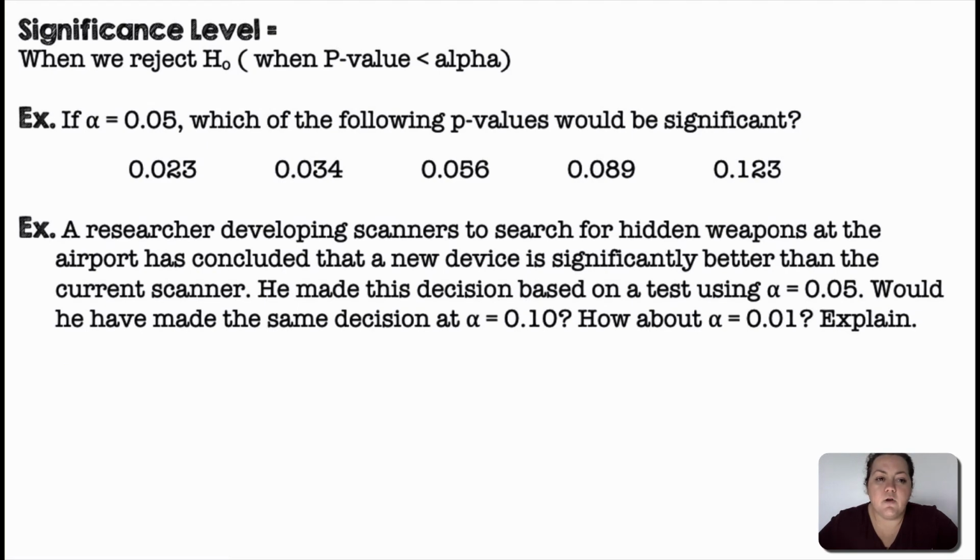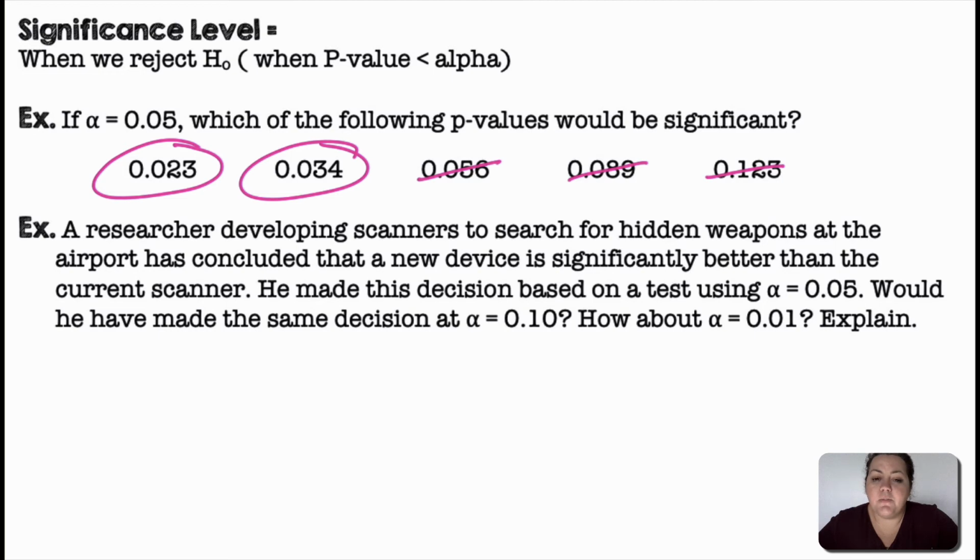All right, significance level. We reject the null hypothesis when our p-value is less than our alpha value. If our alpha value is 0.05, which of the following p-values would be significant? Anything less than 0.05: 0.02, 0.034. The rest of those would not be significant.